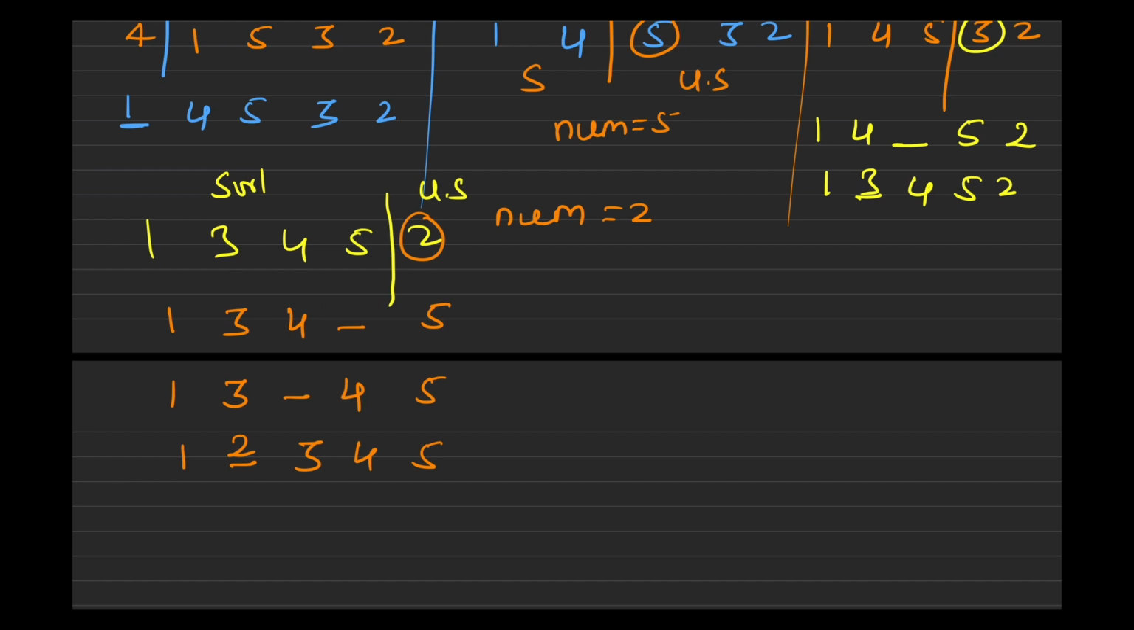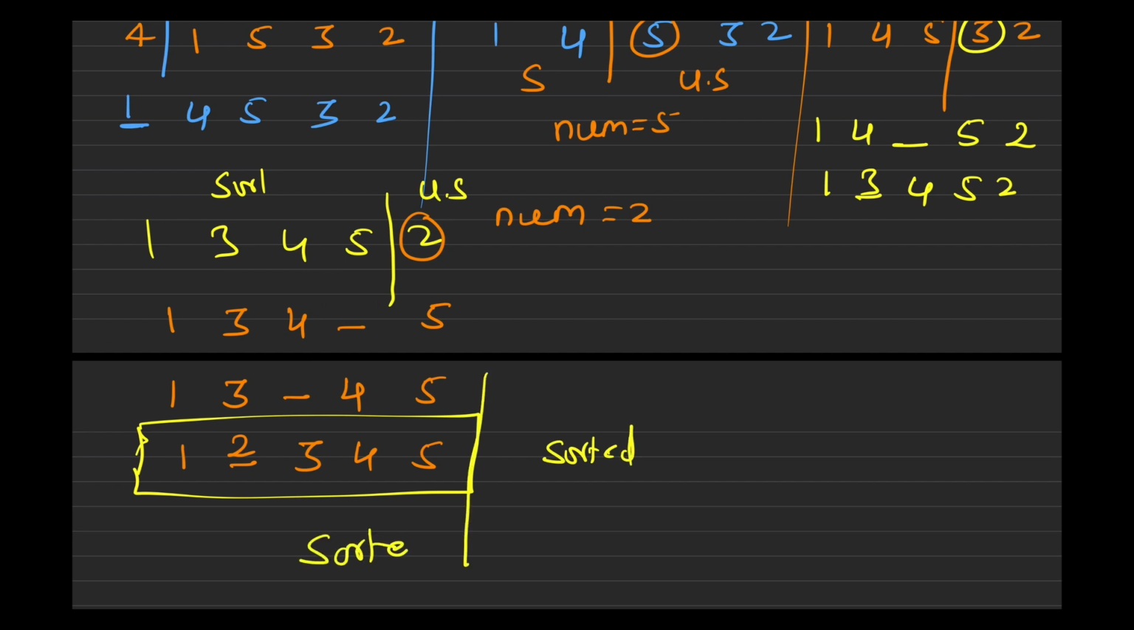Now at the end, if you try to observe over here, my array is completely sorted, which means all the left part is contained under the sorted part and the right part comes under the unsorted part, where I don't have any element. So this is how exactly insertion sort works.